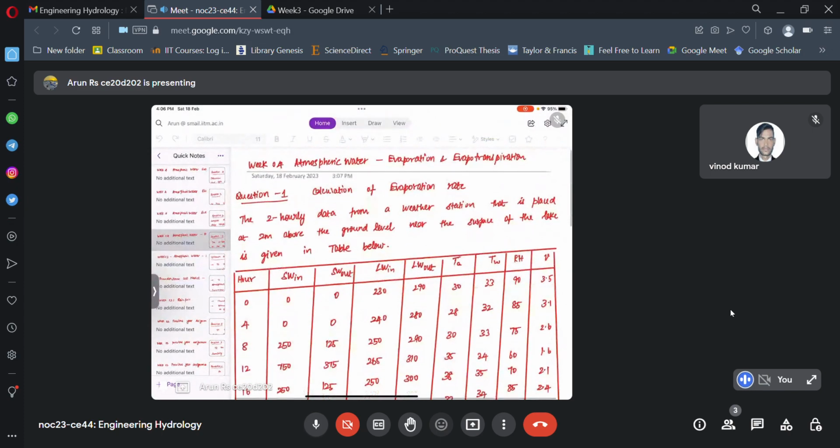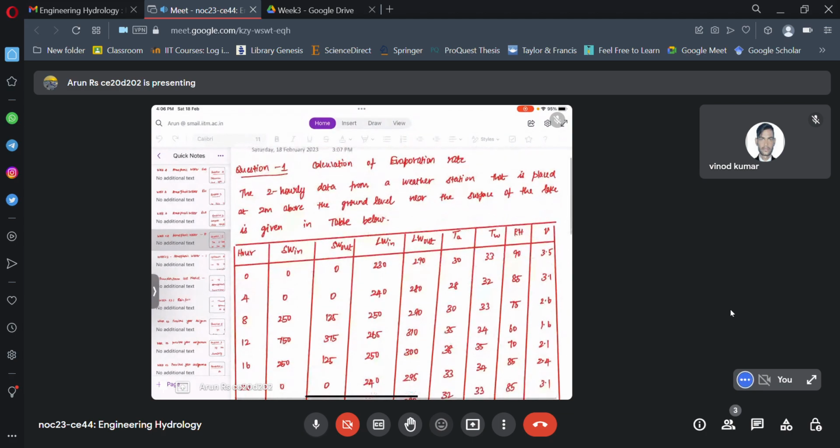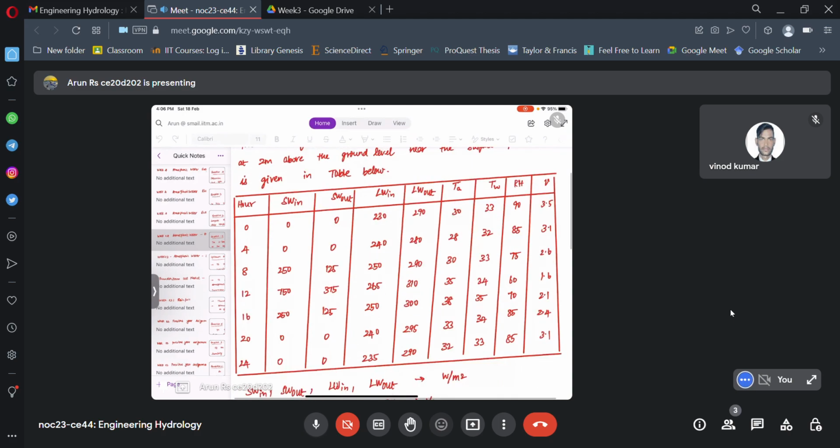So we'll move on to question number 1, which is related to the calculation of evaporation rate. The question is: the 2-hourly data from a weather station placed 2 meters above the ground level near the surface of the lake is given in the table. If you see this table, we have hours. The weather data has been measured for different time intervals throughout the day.